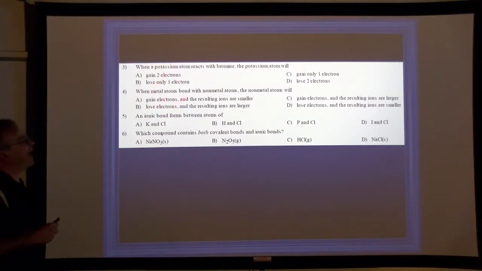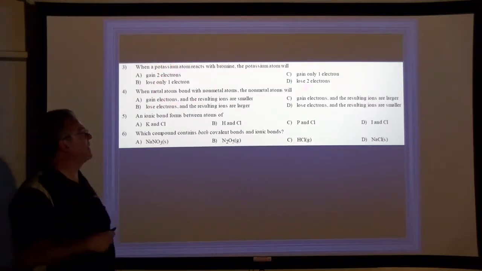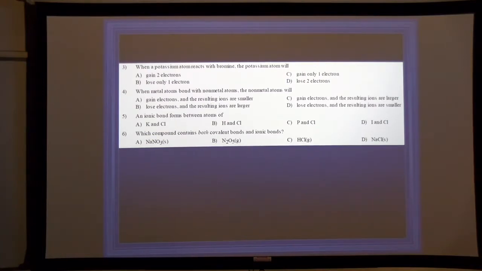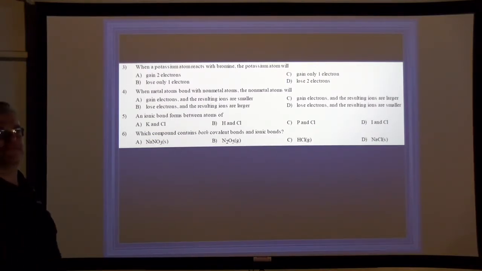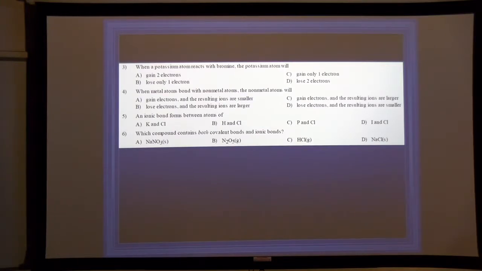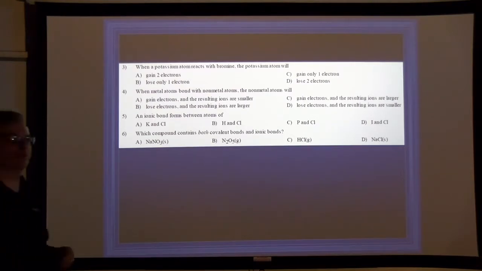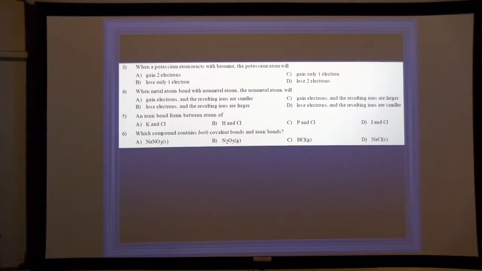Then it says, okay, when metal atoms bond with nonmetals, the nonmetal atoms will do what? It's okay to be wrong. Just vote. I'm not going to single you out. Don't hesitate. You've got to say, okay, the nonmetals. What do nonmetals do when they come in contact with a metal? That's why I kind of reviewed it. So give me a vote. What letter?